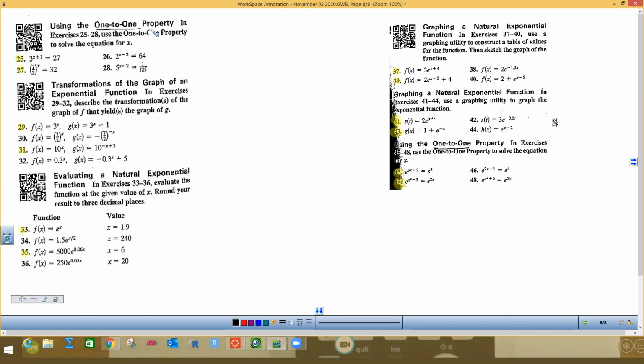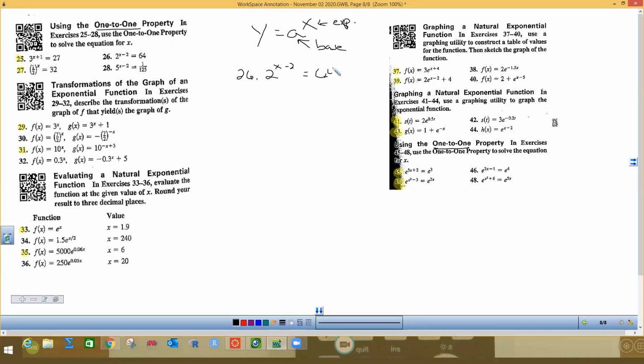Now when you do an exponential function, y equals a to the x, this a is called the base, and this x is called the exponent or power, and a one-to-one function means you want the base to be the same. So if I do number 26, what I'm supposed to change is, that's 64.